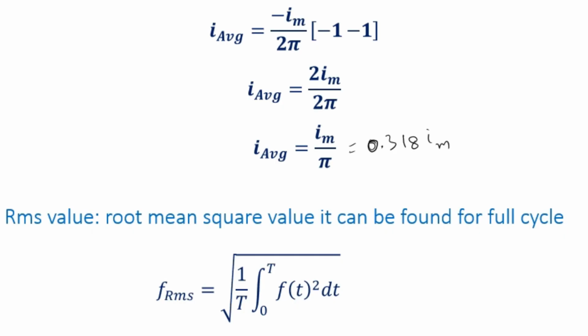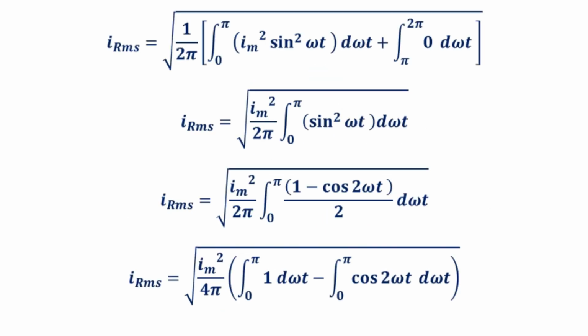Now the root mean square value. The root mean square value can also be found for a full cycle. The formula for root mean square value is f RMS equals under root of 1 by T integral 0 to T f of t whole square into dt. Then the value of IRMS is 1 by 2 pi into integral 0 to pi. The first function from 0 to pi is Im sin omega t, that is Im square sin square omega t into d omega t. The second function is 0 into d omega t.